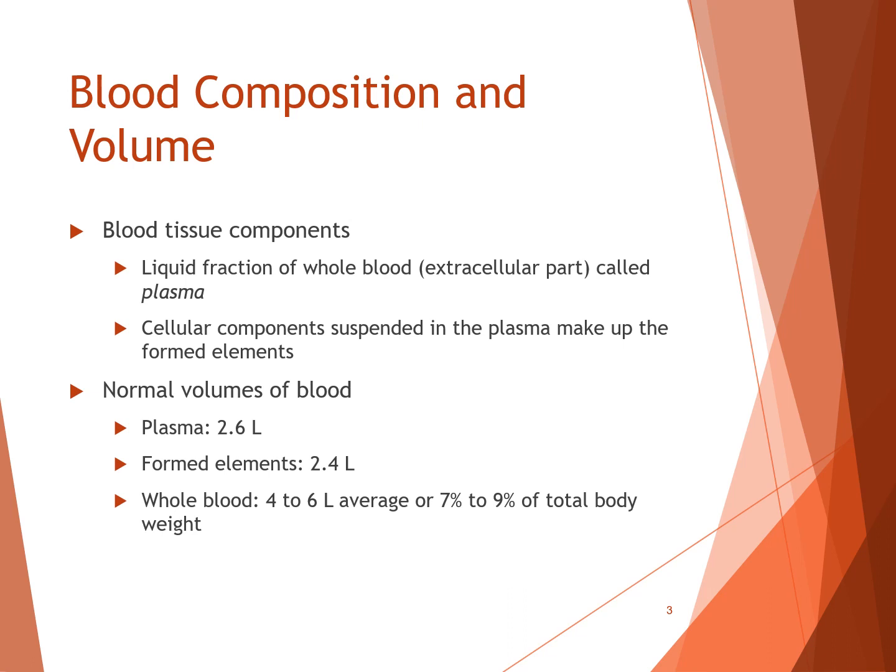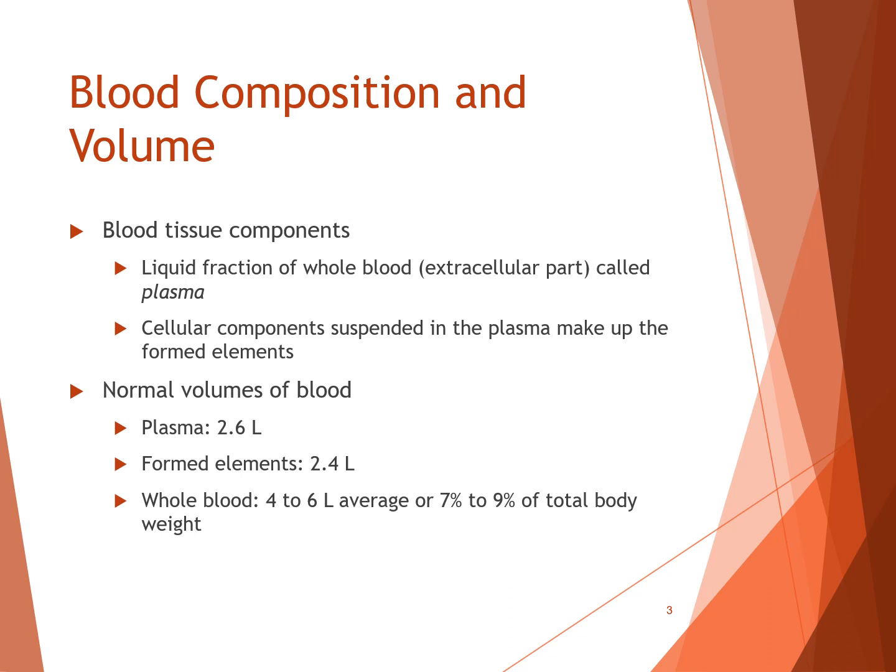And the cellular components, or the solid components that are suspended in that liquid component of blood that we refer to as plasma, make up the formed elements. So those will be our red blood cells and our white blood cells predominantly. Now, when we're talking about how much blood we have in our body, we have about 2.5 liters of plasma and about 2.5 liters of formed elements. So this means that when we look at blood as a whole, the plasma and the formed elements, we have between 4 and 6 liters on average.